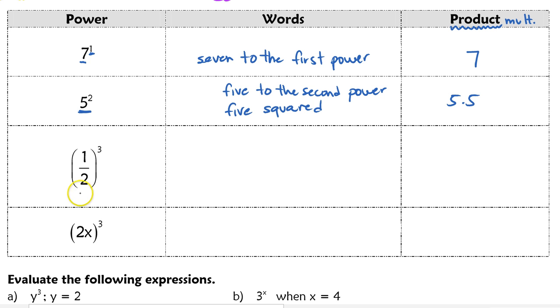Now this next example, 1/2 to the 3rd power, is a little bit different. Notice that our base is actually in parentheses and it's a fraction. So we want to repeat the base 1/2. It's the whole fraction and we're raising it to the 3rd power here. There are two different ways to say this as well. We can say this as 1/2 to the 3rd power.